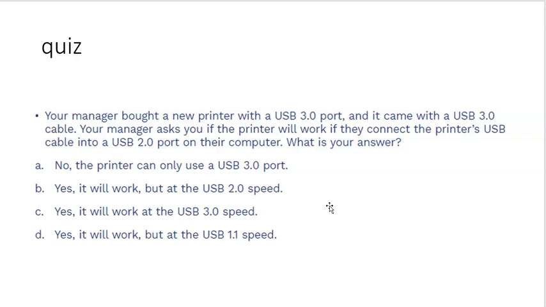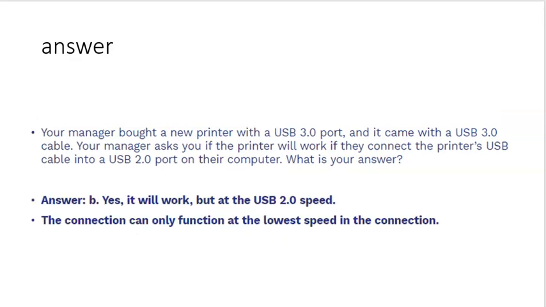Well, okay, here's the deal. You're only going to be as fast as your slowest component. So we've got a USB 3.0 port, but if we plug a 3.0 device into a 2.0 port, then everything's going to get throttled back to 2.0. So the best answer here is B. It should work just fine, but it's just not going to be as fast as it would be if we had a 3.0 port.